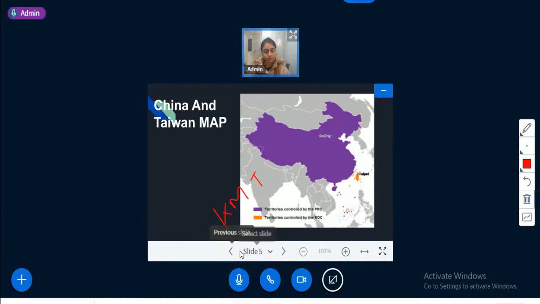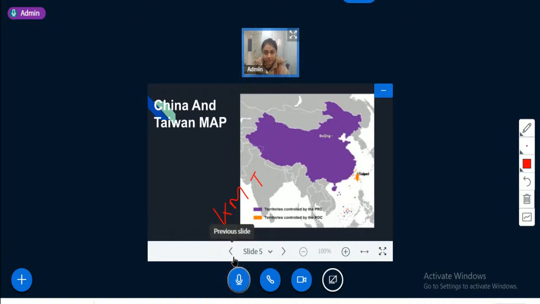Okay, clear? Now you must be wondering why they established their government here. When I told you about 1927 to 1949, when the civil war was going on, who ultimately won the war? The communist people won the war. And the KMT supporters ran away from this land and established their government on Taiwan. Clear?